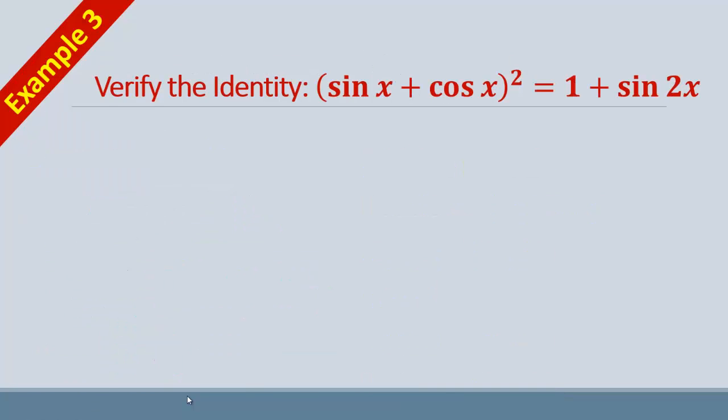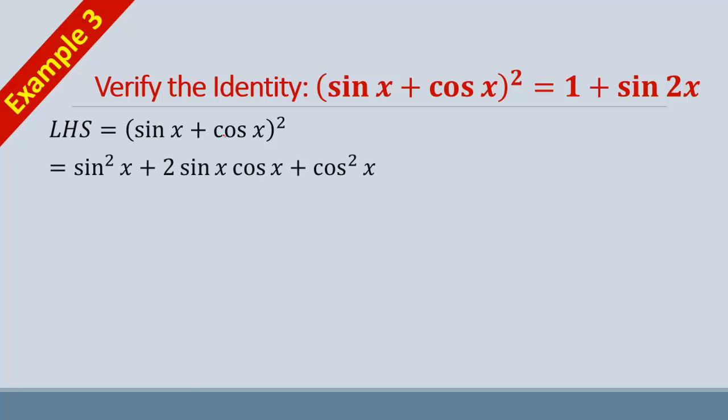And last but not least, verifying this identity. So I'm going to go ahead and work with the left-hand side. We've got sine x plus cosine x, quantity squared. We need that to equal 1 plus sine of 2x. So I'm going to go ahead and use FOIL on this and do sine of x plus cosine of x times sine of x plus cosine of x to get sine squared of x plus 2 sine of x cosine of x plus cosine squared of x.